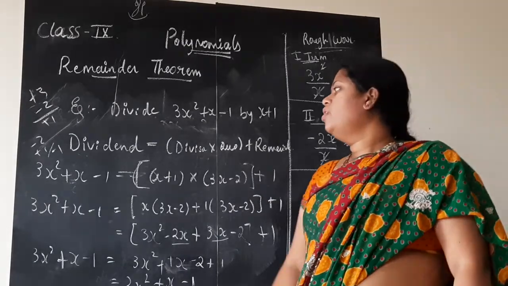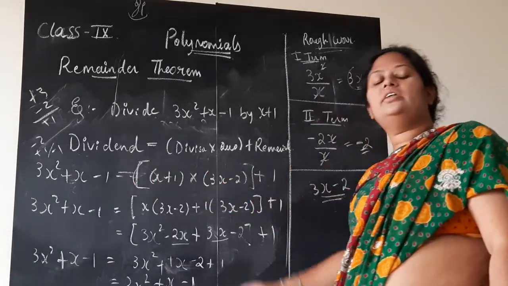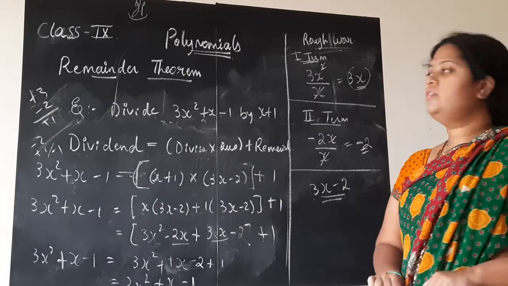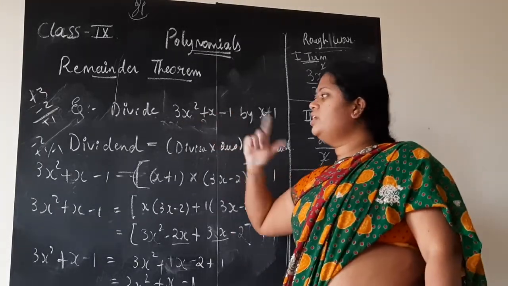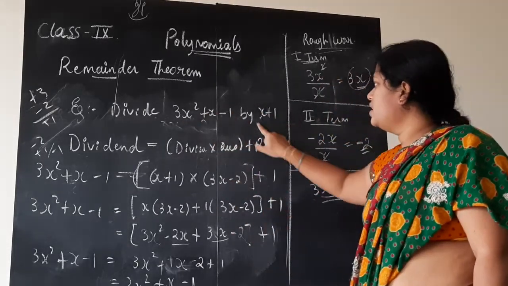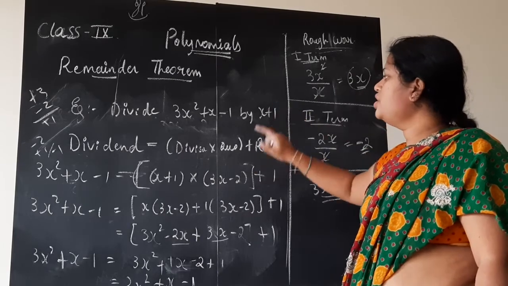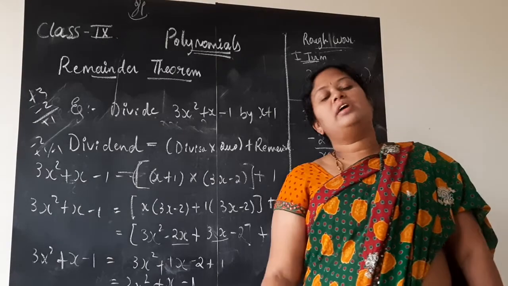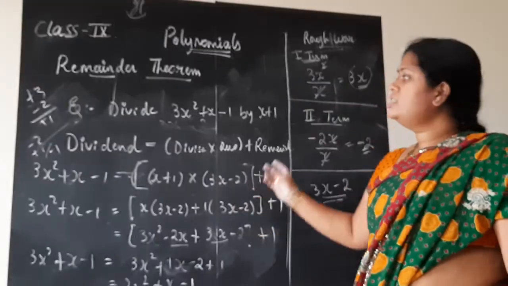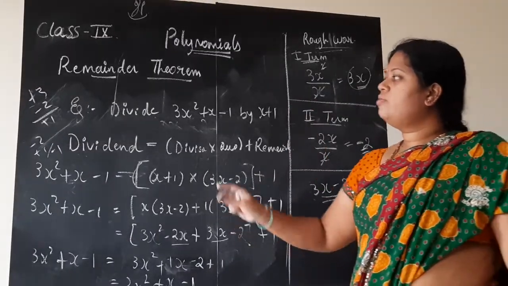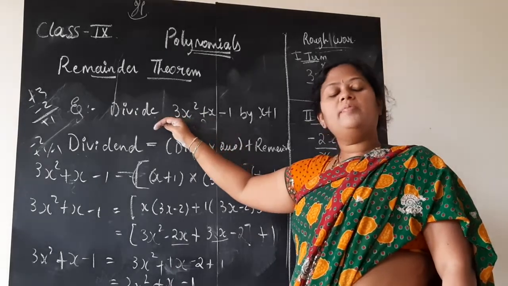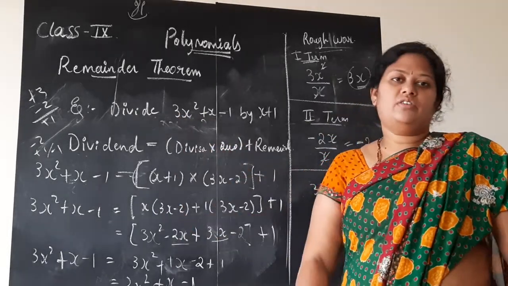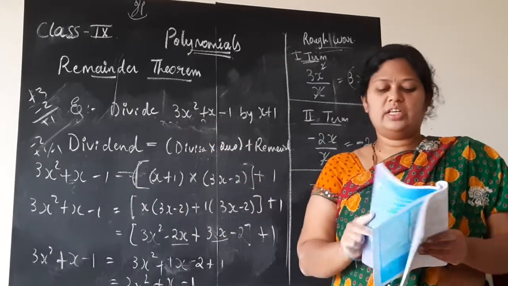For that, what is the formula? Dividend is equal to divisor into quotient plus remainder. Which is the dividend? The polynomial given to you is the dividend. Which is the divisor? X plus 1 is the divisor. Quotient is 3x minus 2, remainder is 1. Like this you have to substitute and verify. So this is about the remainder theorem. I want you to write this exemplar problem as well as the verification part in your classwork. And next we should start with the exercise.